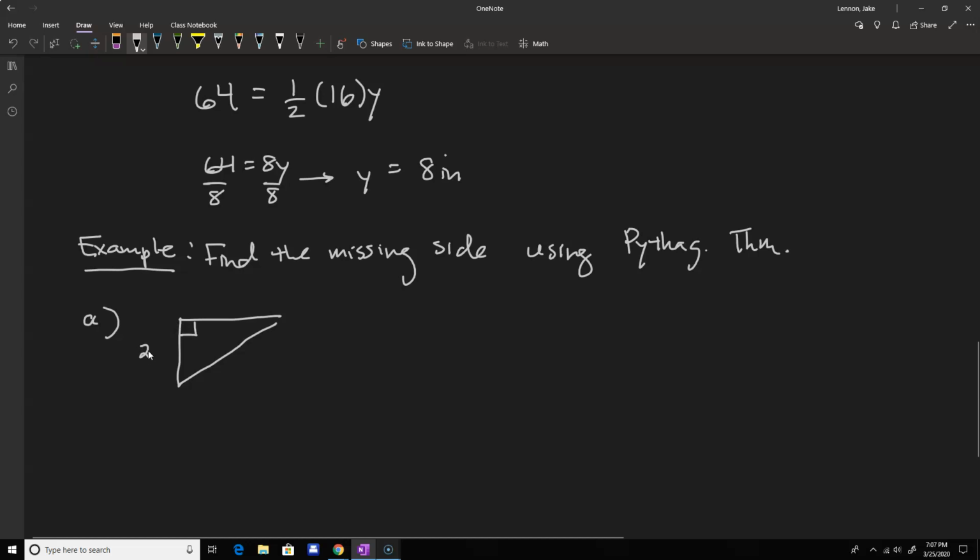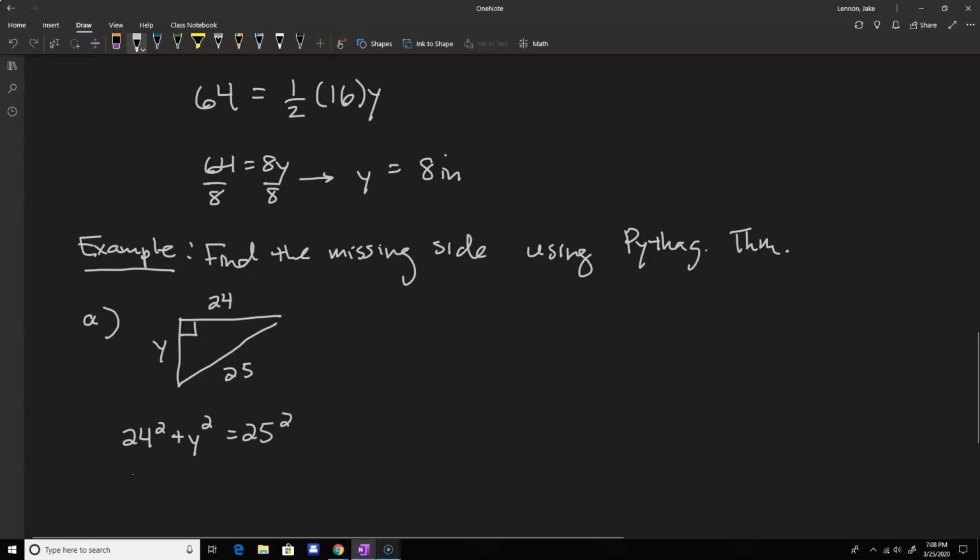The box indicates which angle is the right angle. Let's go ahead and make the longer one at least look like the 24. So let's say this is 24, this is 25, and this has side y. So the legs are 24 and y. So we know 24 squared plus y squared is equal to 25 squared.